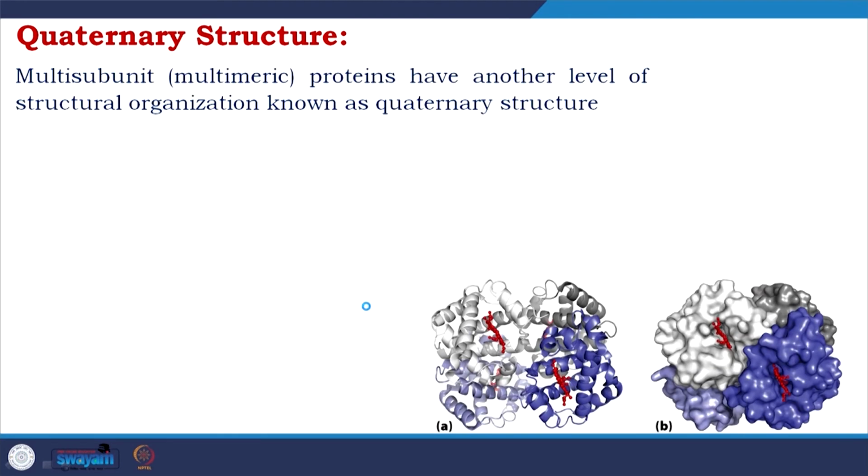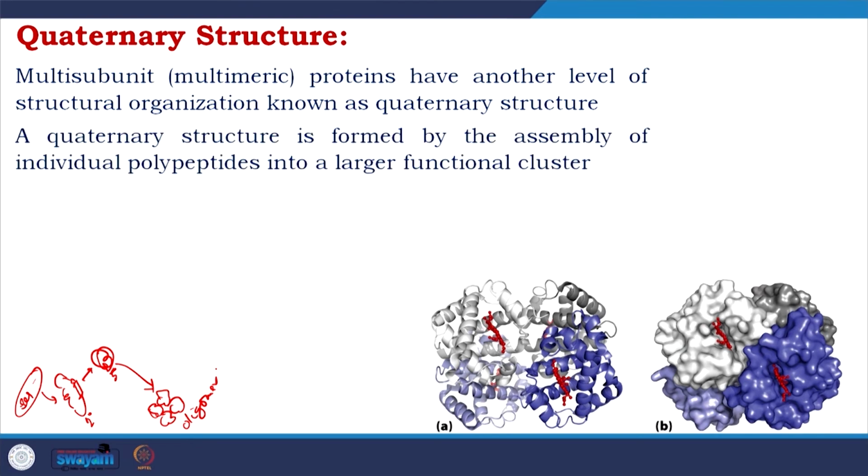Quaternary structures: multi-subunit proteins have another level of structural organization known as quaternary structure. If your protein is only one subunit, the sequence becomes alpha helical, beta sheets and all, and then it goes to secondary, tertiary. Now, if they have multiple subunits, they come together forming oligomers: dimer, trimer, tetramer and many others could be possible.